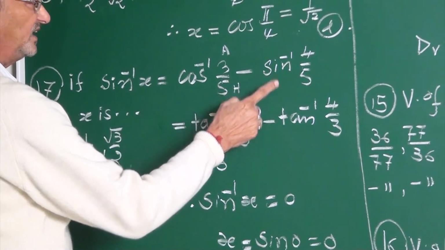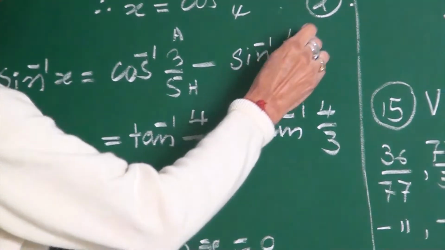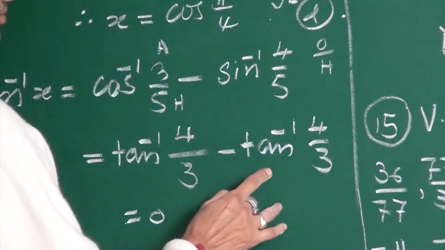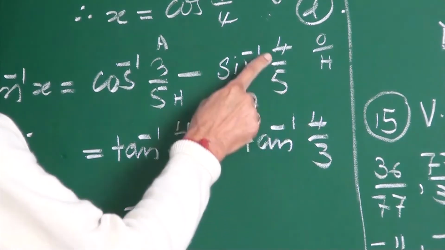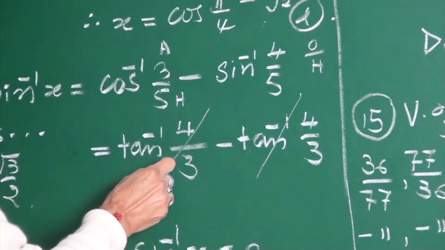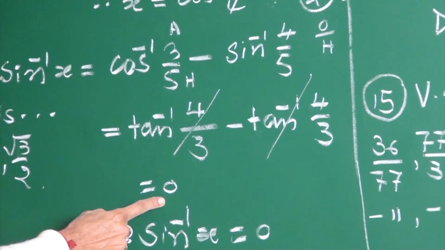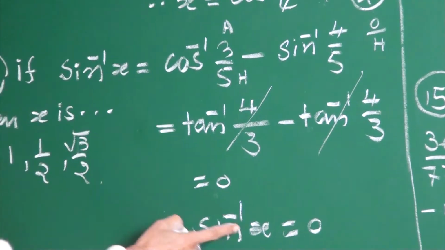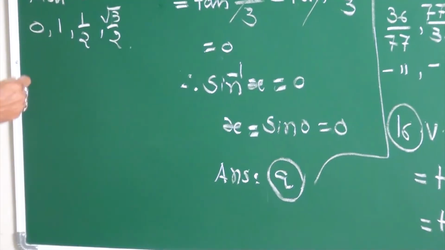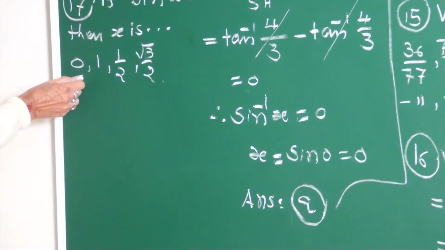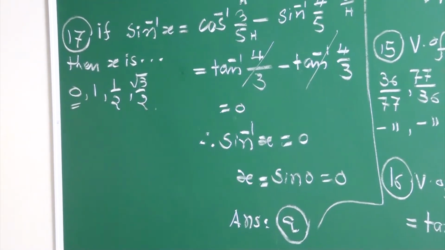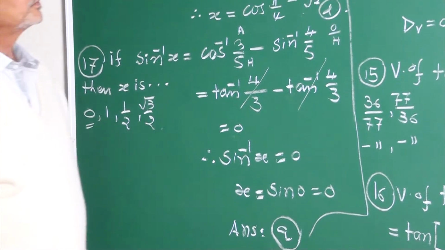Minus. Sin inverse to tan inverse. What is above? Opposite. What is down? Hypotenuse. What is tan? Opposite 4. Remaining side is what? 3. Cancellation, my friend. 0. Therefore, sin inverse x equal to 0 means x is sin 0. Sin 0 is 0. Which option is the answer, my friend? Option A is your answer.